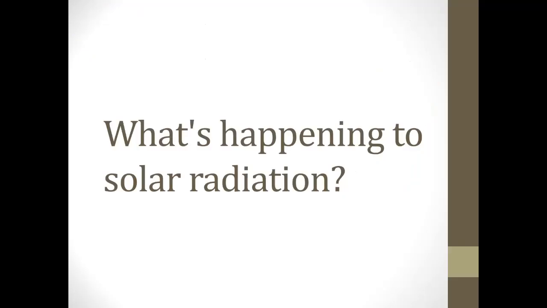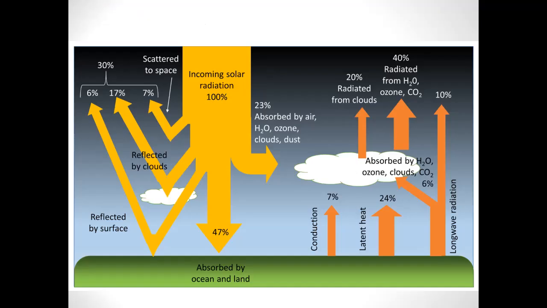So let's take a look at what's happening to all of the solar radiation. We're going to divide this into two sections. The left section, this is all of the solar radiation coming in, 100%. You can see that some of it is reflected in the atmosphere and some of it is reflected by the surface of Earth. Some of it is going to end up being absorbed inside the atmosphere, but 47% of it is going to be absorbed by land.